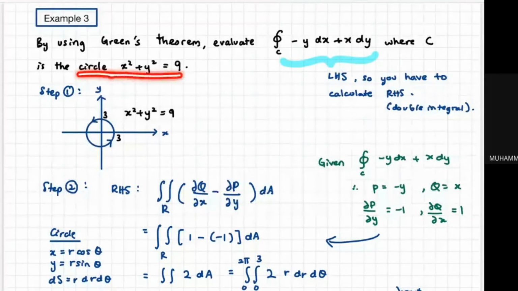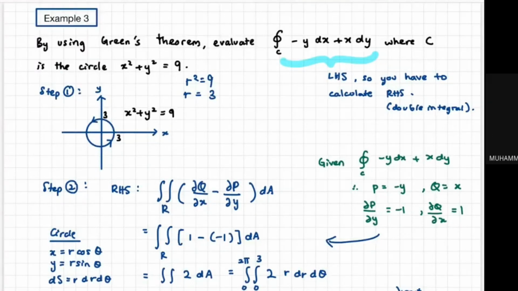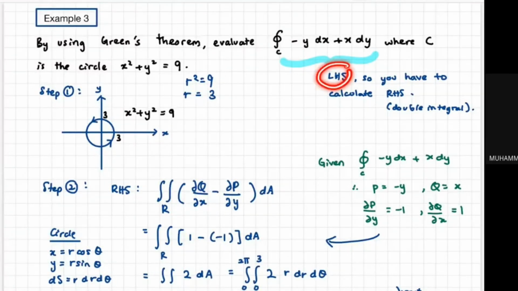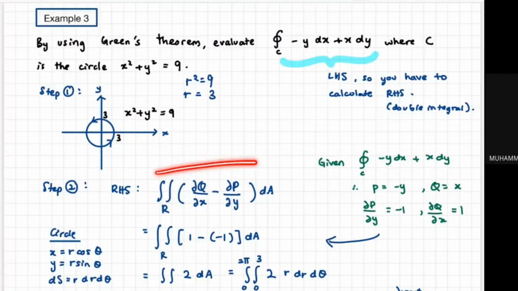Circle x squared plus y squared is equal to 9. So your r squared is equal to 9. So your r is equal to 3. So this is your figure. The circle with the counterclockwise orientation with the radius 3. Given here is the left hand side. Left hand side is the single integral, line integral. So you have to calculate the right hand side, double integral. So let's calculate the double integral. This is your double integral.